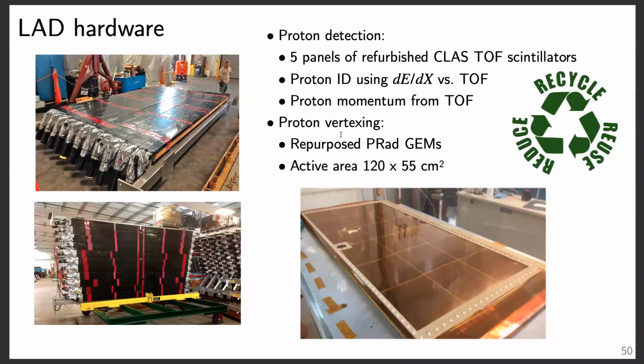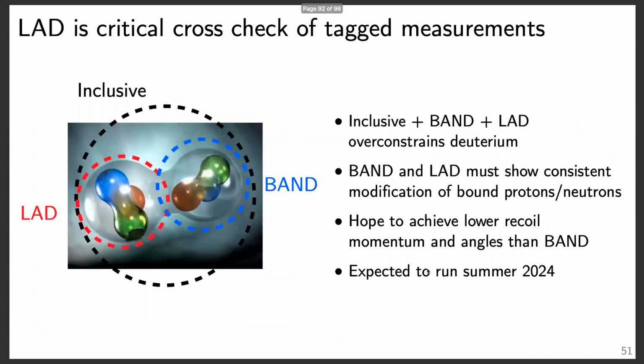And then the proton vertexing will be done by 2 very large area GEMs that will be repurposed from the PRad experiment. And so all of this equipment already exists, but it just needs to be resurrected and installed. So LAD is a critical cross-check of these tag measurements in multiple ways. The first one is, as I said before, inclusive measurements: with BAND and LAD, you over-constrain the problem of bound nucleons in material. And so BAND and LAD together have to show consistent modification for the bound protons and neutrons. When I say that, I don't mean that they have the same modification, but that both of them have to match what we see in inclusive.